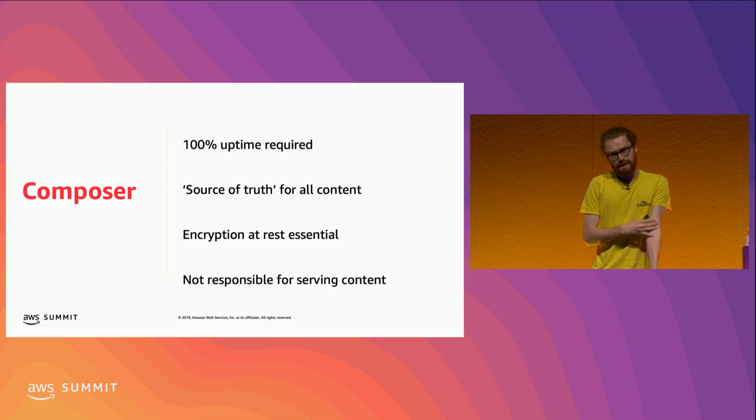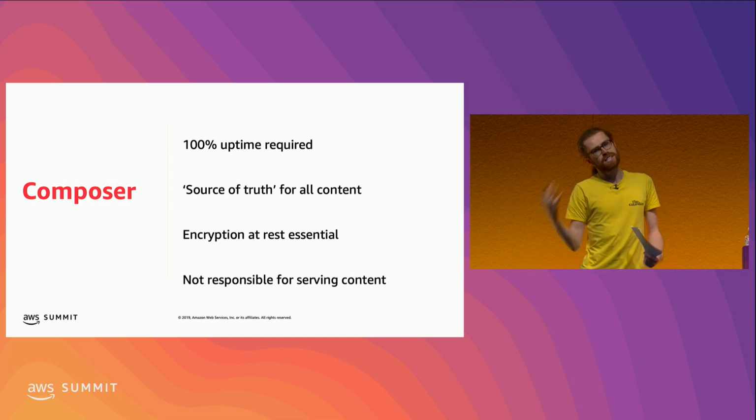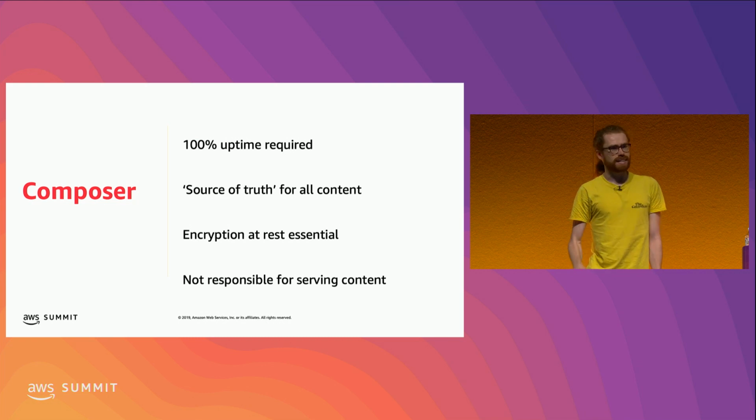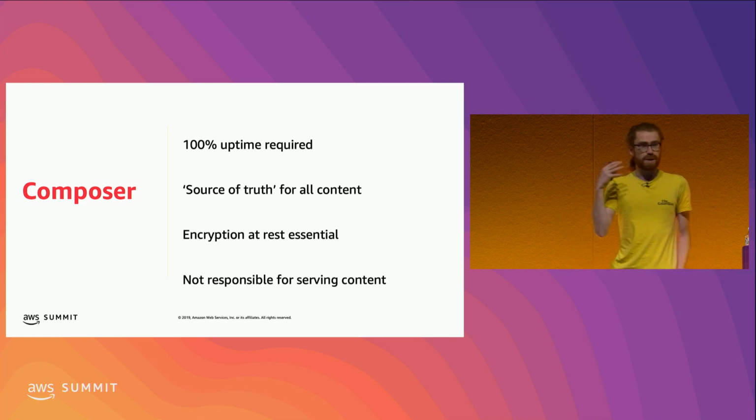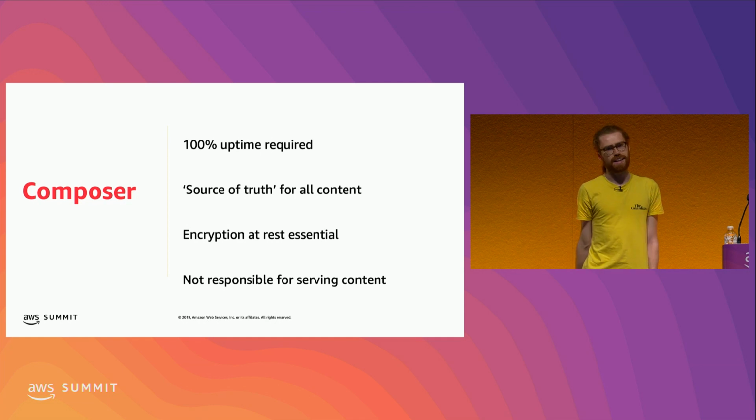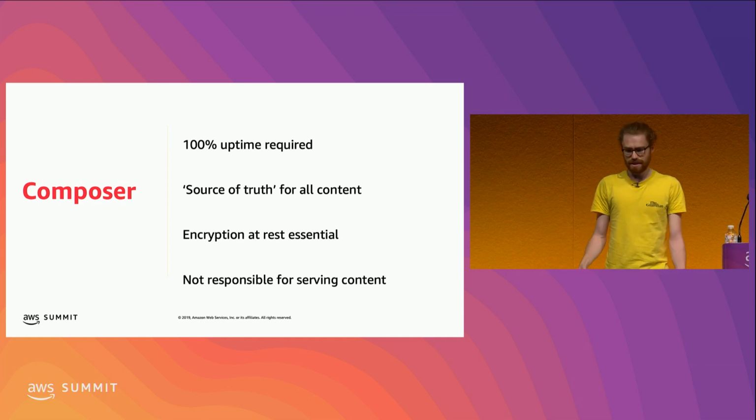One of the critical things with Composer is that we need 100% uptime, because if there's some kind of major news event, like a surprise election or some kind of natural disaster, we need to be able to send the alert out immediately. And I don't want to be the developer telling a journalist that the publication system's down in the middle of some kind of critical news event.